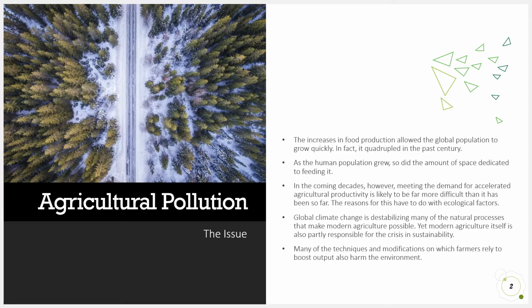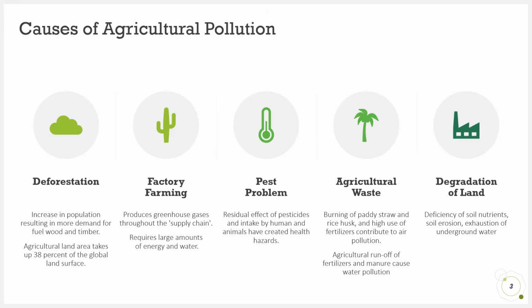So my issue for the project is agricultural pollution. As the human population grows, we are trying to meet their demands, and it takes a large amount of space to feed the whole population. So we have to find other ways to feed the population, a lot more sustainable ways. So that's what I want to talk about.